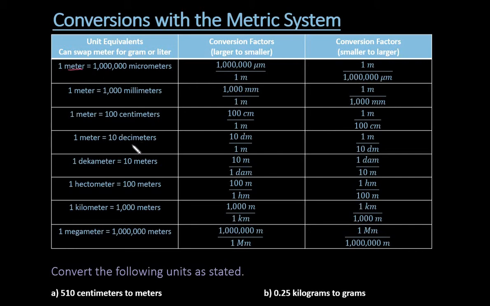And then if you're going to the other side, we would say that 10 meters is 1 decameter, 100 meters is 1 hectometer, 1,000 meters is 1 kilometer, and 1,000,000 meters is 1 megameter. Okay, I do have all of the units over here.